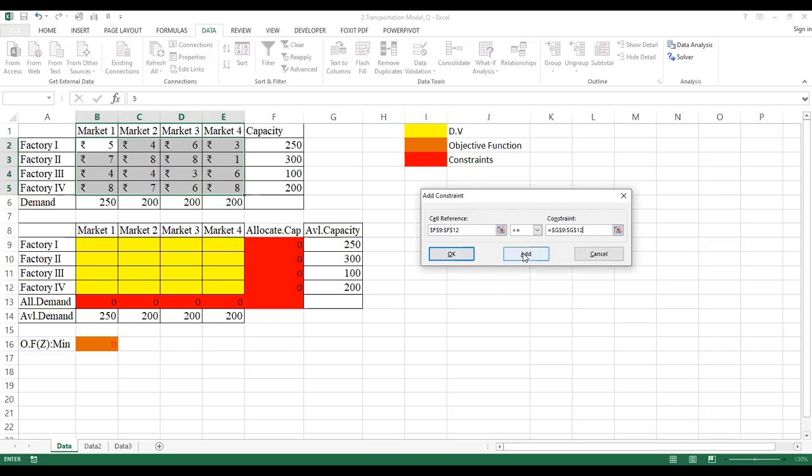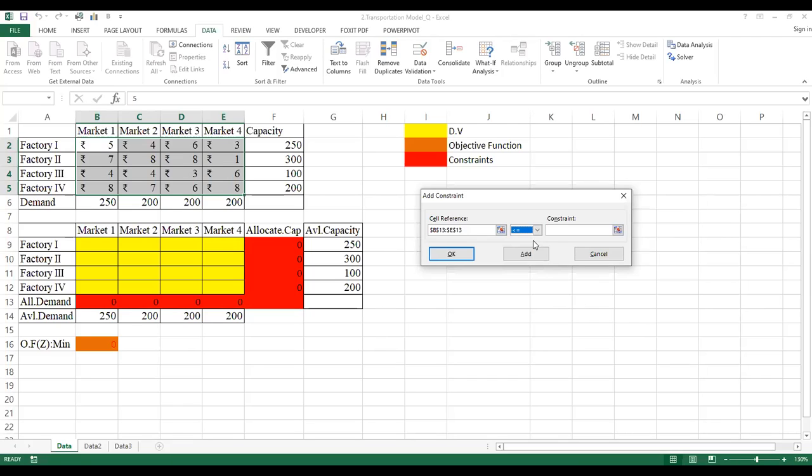Equal means exactly. Add. Then demand. This is allocated, the LHS is allocated. Either you can put less than or equal. Do you want to fulfill exactly, or less is also okay? Sometimes for demand you have to go with equal, because if you give less, they'll be dissatisfied and go to some other competitor. If you go more than the demand, the product will be wasted and you incur inventory cost. So always demand equal is better, but less is okay normally.